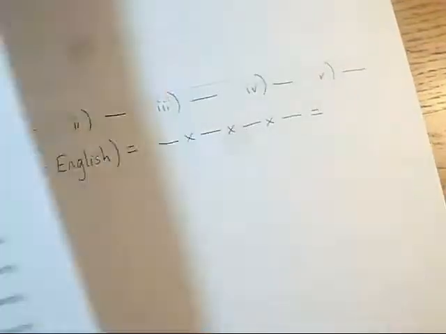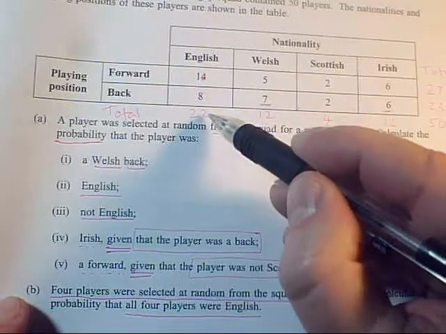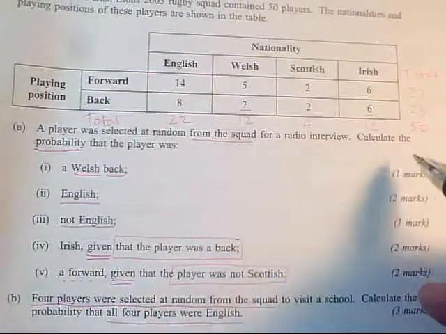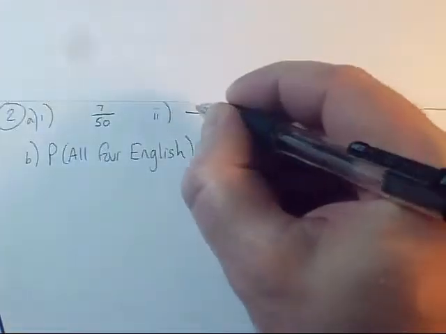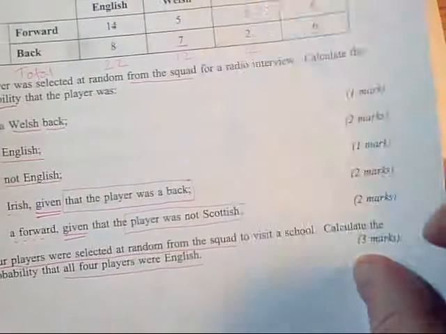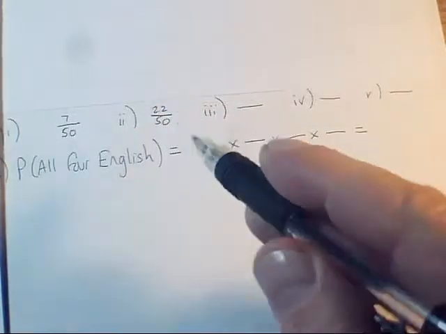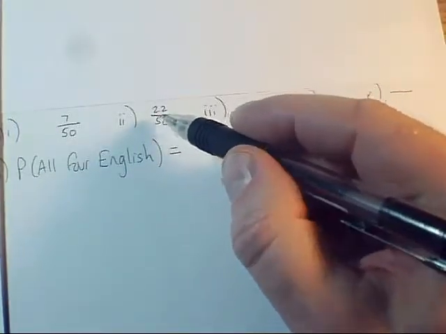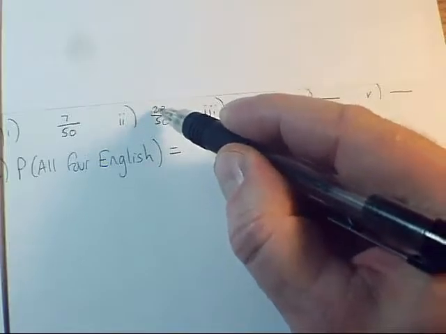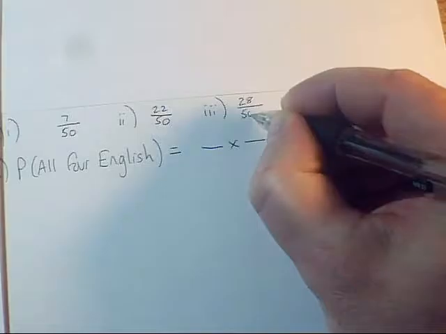And for the next one, I want the probability of being English, so the total number of English is 22 and it still could be any player, so that's 22 over 50. And the probability of being not English is just going to be this one taken away from 1, or I could say of the 50 players, if 22 are English, 28 are not English, so that's 28 over 50.